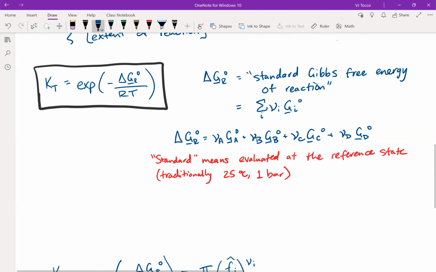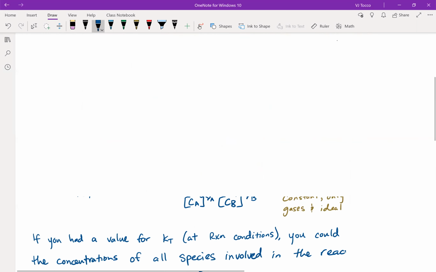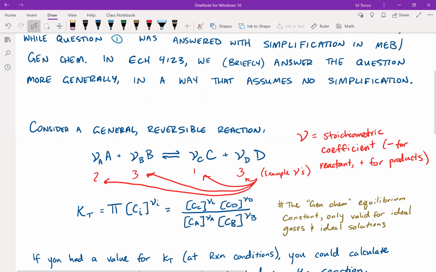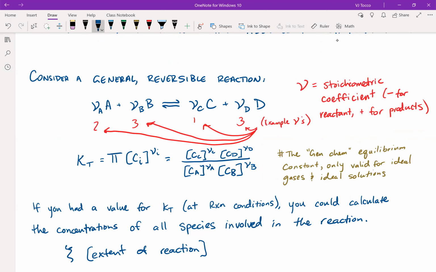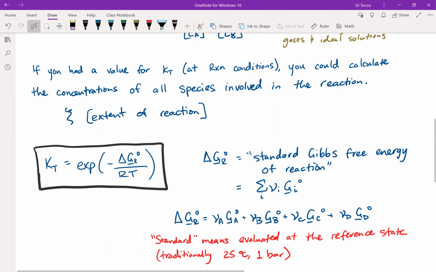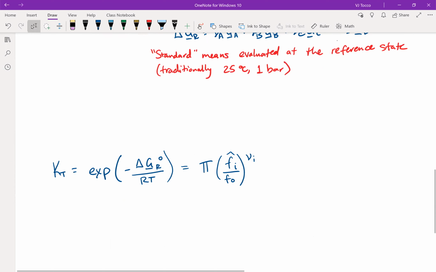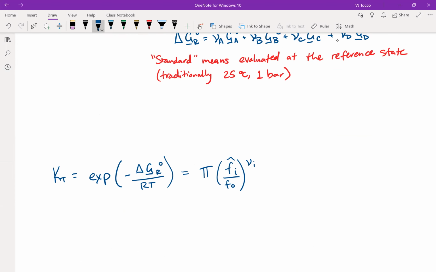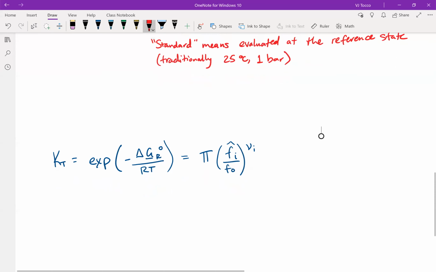So I introduced that. The analogy here is above, where I said that K of T is the multiplication of all the concentrations to the stoichiometric coefficients. The way that you would apply that for a non-ideal situation is by taking the ratio of the mixture fugacity to the pure component fugacity at the reference state. So just for completeness, I'm going to annotate this equation with a meaning for all the variables.